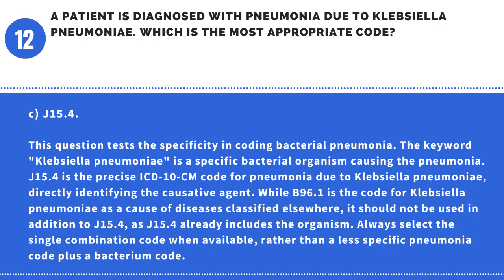While B96.1 is the code for Klebsiella pneumoniae as a cause of diseases classified elsewhere, it should not be used in addition to J15.4, as J15.4 already includes the organism. Always select the single combination code when available, rather than a less specific pneumonia code plus a bacterium code.